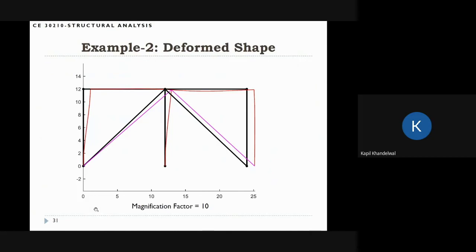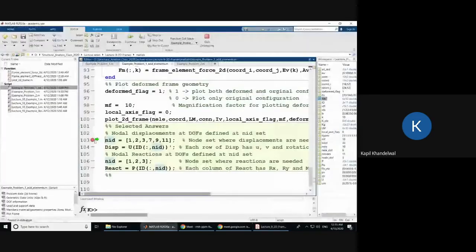I'm again using a magnification factor of 10. And you can see that I'm plotting the bracings in pink color. This is just to remind us that these members are bracing members. And that's the reason there was another input variable to the code.